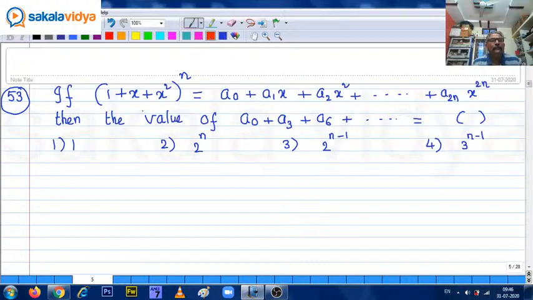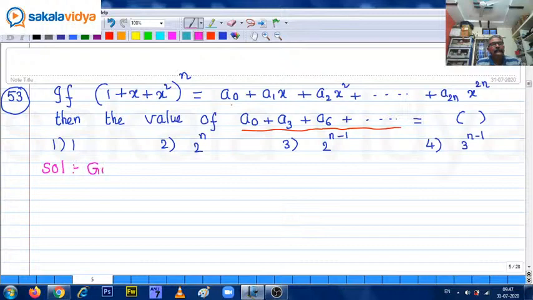So now (1 + x²)^n = a0 + a1x + a2x² + and so on up to a_2n x^2n. Then the value of a0 + a3 + a6 and so on, we need to find out. So this means, here, see the solution follows.